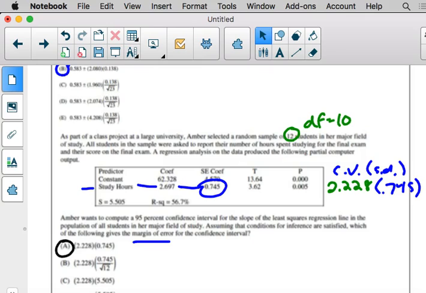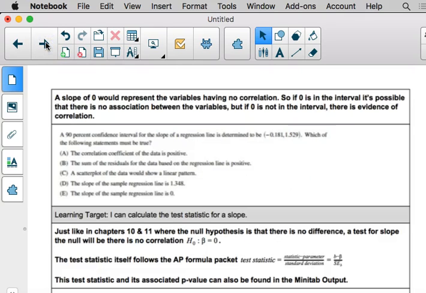So again, I really like all of these ideas that we're seeing today, okay? Now, let's talk about a little bit more of the interpreting piece about what this interval is actually giving us. Well, a slope of 0 would represent having no correlation between our two variables, right? So a slope of 0 basically means that the explanatory variable isn't impacting the response variable at all. So if 0 is in the interval, it's possible there's no association between the variables. But if 0 is not in the interval, then there's evidence that there is a correlation, an association between them.